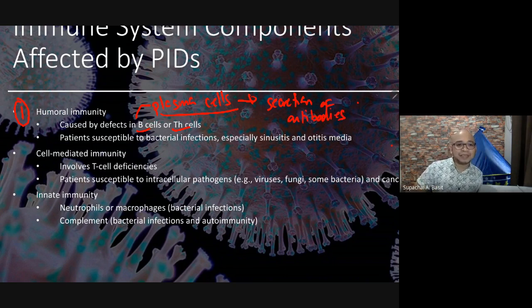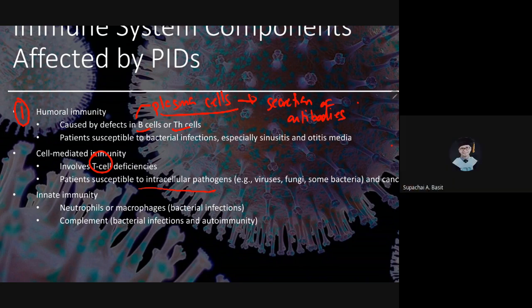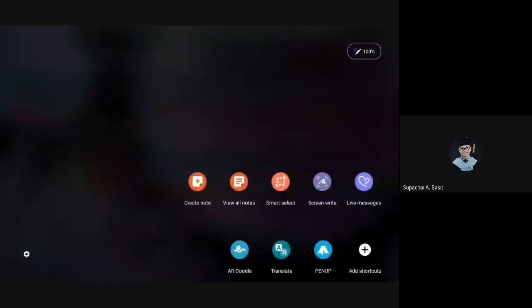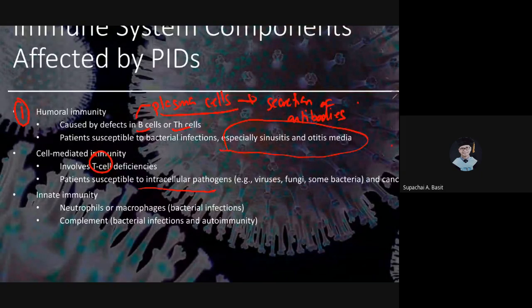On the other hand, when we say cell-mediated immunity, this is primarily the T cell deficiencies. So the patient would become susceptible to intracellular pathogens. Unlike humoral immunity, where the patient would be simply susceptible to bacterial infection. As a result of humoral immunity defects, the patient may get sinusitis and otitis media. Okay, sorry for that.